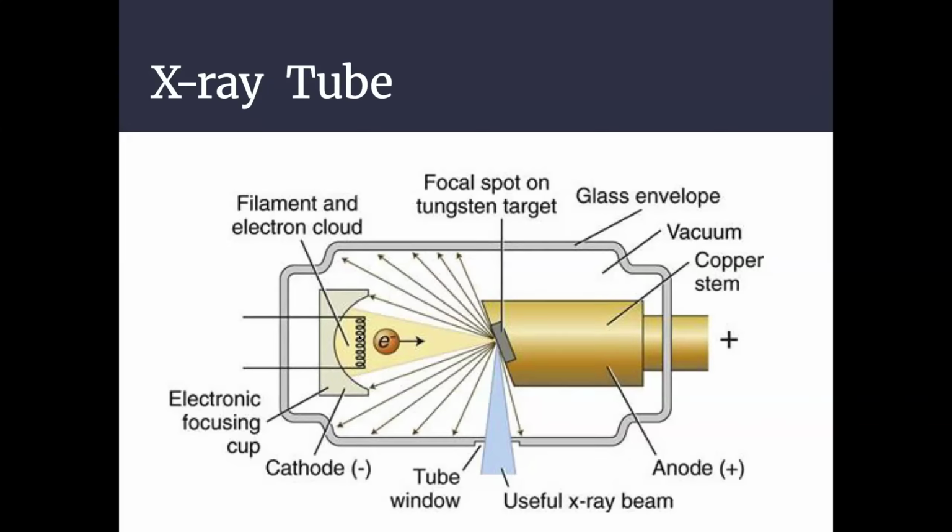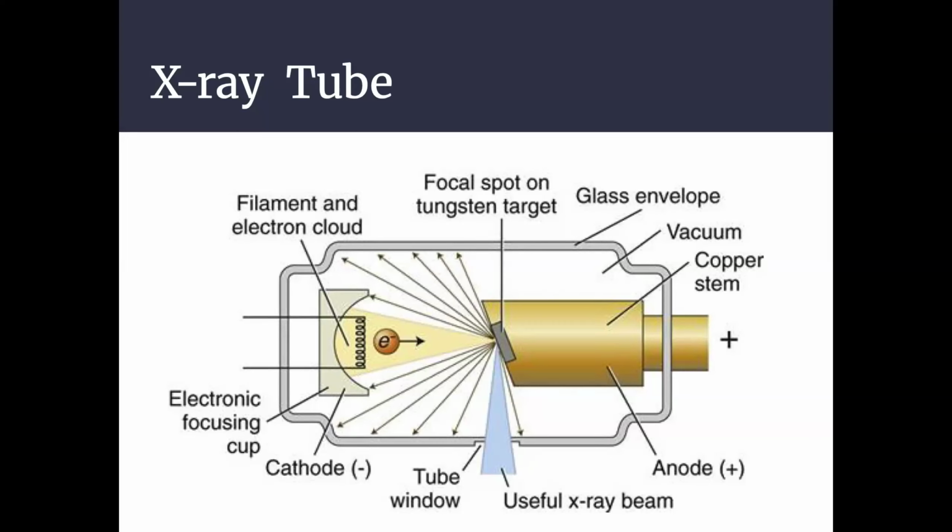Just like an old light bulb. Okay, so we're starting with the basics of a filament. And what does a filament do when you apply amperage to it? It heats up. Okay, and what it's going to do is it's going to heat up so much that it's going to boil off electrons from the filament coil.